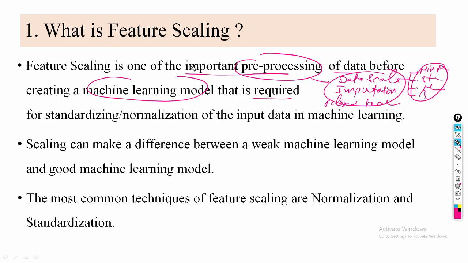Feature scaling is an important pre-processing of the data, and it is necessary before creating the machine learning model, for standardization or normalization of the input data. Scaling can make the difference between weak machine learning and strong machine learning. Depending upon the scaling, we decide whether it is a good or a weak machine learning model. The most common feature scaling techniques are normalization and standardization.